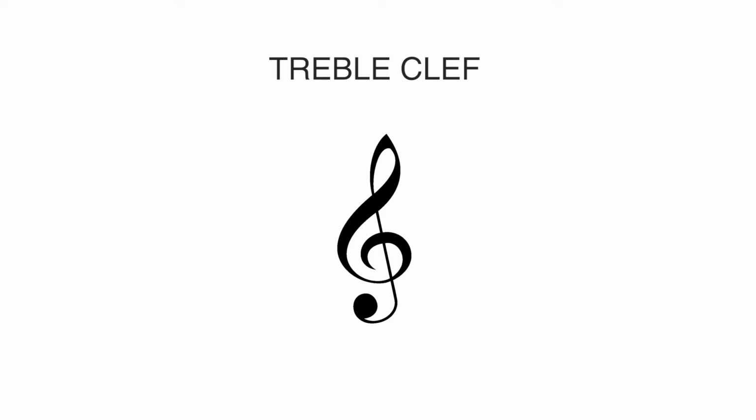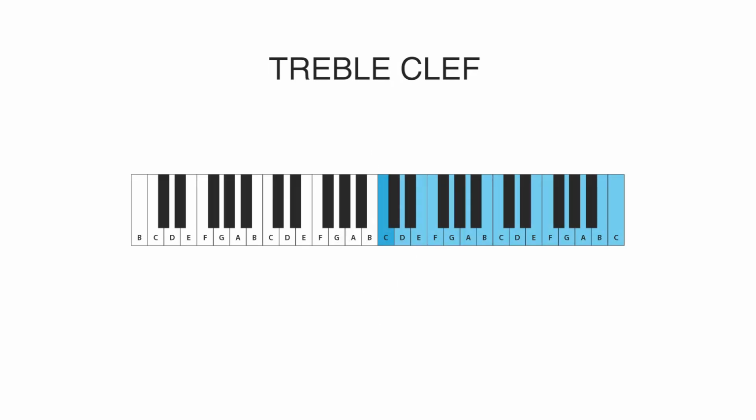The first of these is called the treble clef. The treble clef looks like this. A treble clef tells us that the sounds we're about to hear are middle to high sounds. If you can imagine a piano keyboard, this is from the middle upwards.